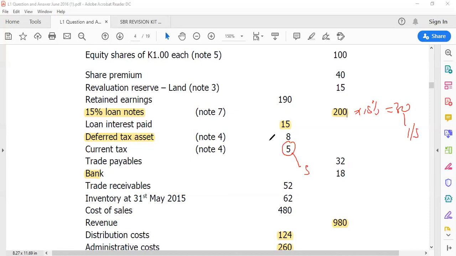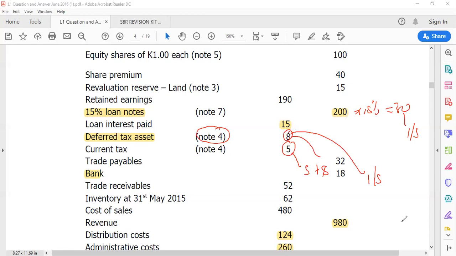Deferred tax asset, we have 8. You simply take it straight to the income statement. Plus, what else do we have? Something else is coming up in the notes. I'm going to explain something on deferred tax here, why I'm just taking it straight to the income statement. I'm going to explain as we go to the note, because there's a note number 8. But I assure you, simply pick this figure and add it to the tax in the income statement. I'm going to explain why we are doing that.